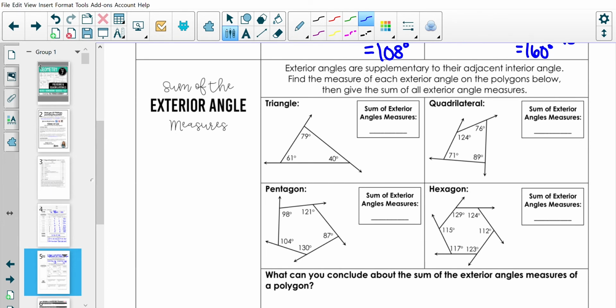Sum of the exterior angles. Exterior angles are supplementary to their adjacent interior angles. Find the measure of each exterior angle on the polygons below, then give the sum of all exterior angle measures. Okay, so what is my angle going to be here? Together these are supplementary, so they're equal to 180. So yes, this is 101.